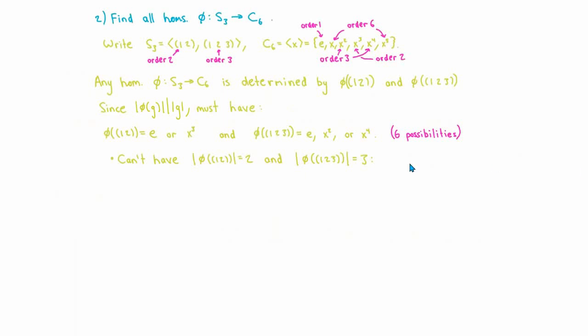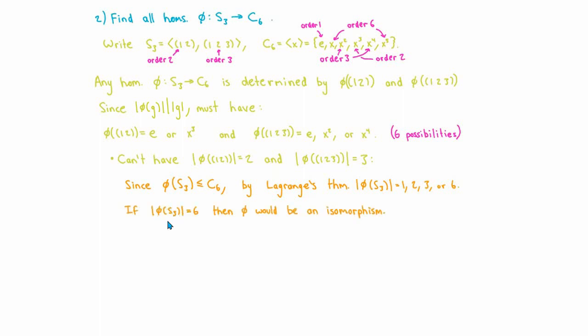Now we can cut the number of possibilities down even further by observing at the outset here that we can't have that the order of phi of (1 2) is 2 and the order of phi of (1 2 3) is 3. So let's try to see why that's true. Well, first of all, we know that the image of S3 is a subgroup of C6, and if the order of the image of S3 were 6, then the map phi would actually be a bijective homomorphism from S3 to C6, so it would be an isomorphism. But C6 is abelian and S3 is non-abelian, so they're non-isomorphic groups, and that can't happen.